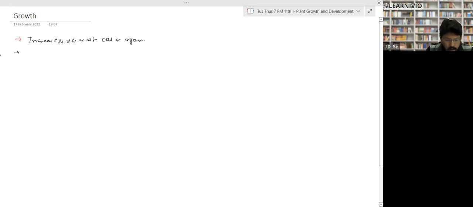Growth in living is always intrinsic. Intrinsic means it always comes from inside. Extrinsic means it comes from outside. So if we are growing, then our mass is growing from inside, our bones are growing from inside. That is called intrinsic growth. But in non-living, the growth is extrinsic, taking place due to the deposition of material on their outer surface, right? So that is extrinsic growth.